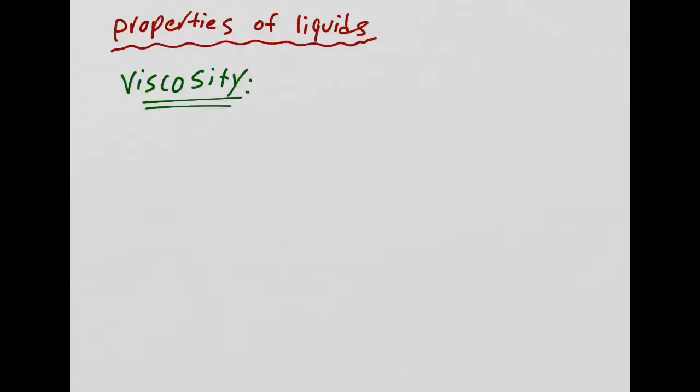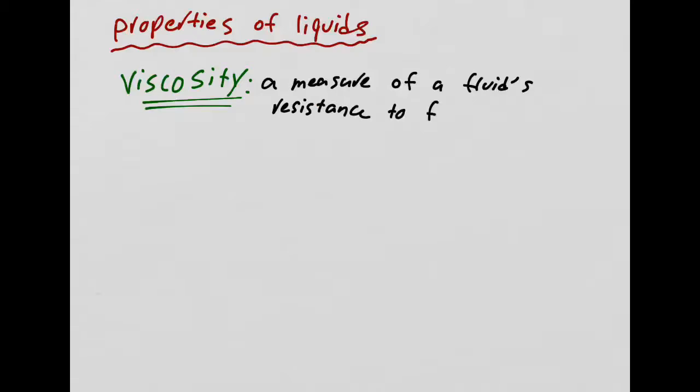Viscosity is basically a measure of a fluid's resistance to flow. Now, to simplify it, it is basically the thickness of a liquid.